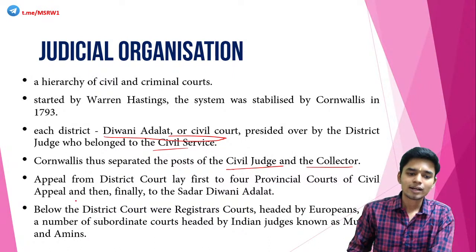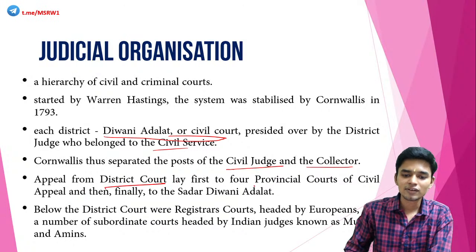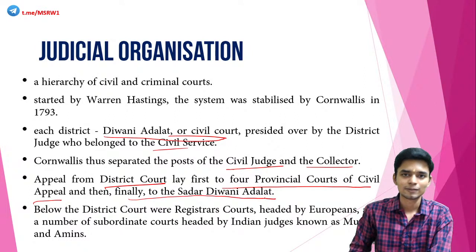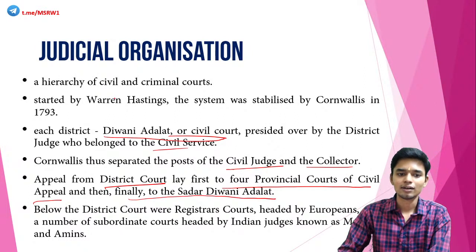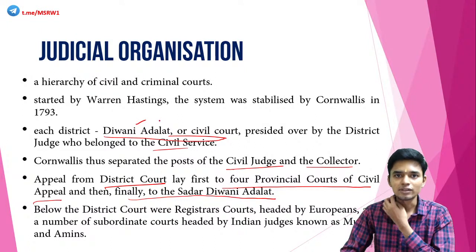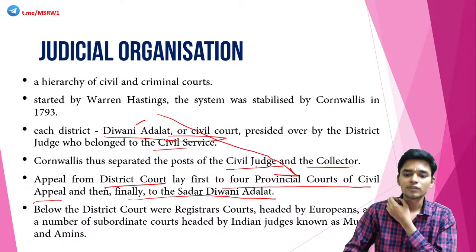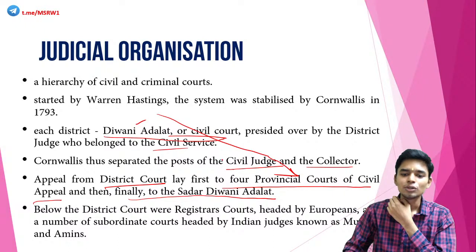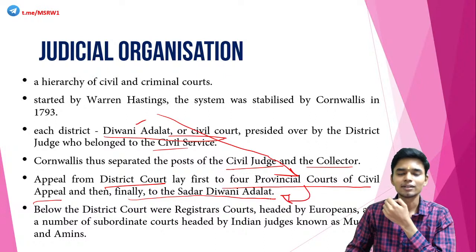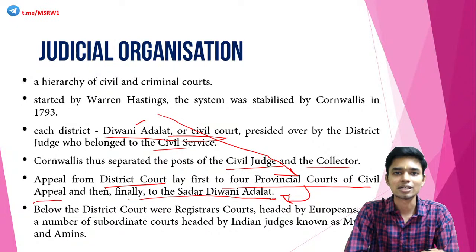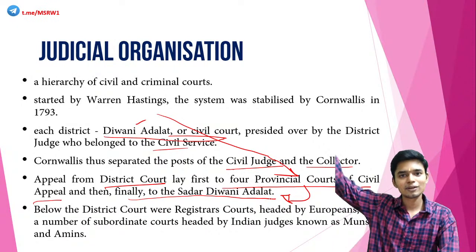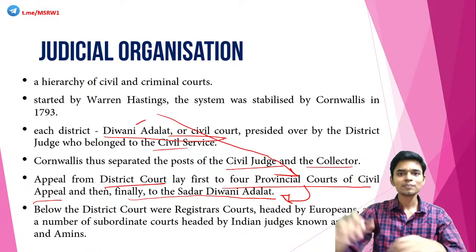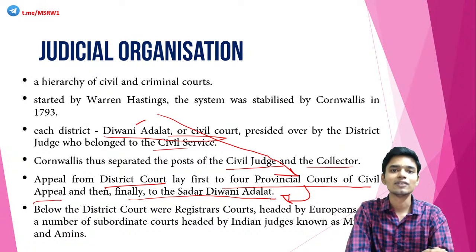Any appeal from this district court lay first to the 4 provincial courts of civil appeal, and finally to the Sadar Diwani Adalat. So if a verdict has been given by the Diwani Adalat and you are not happy with it, you can appeal to one of the 4 provincial courts. And if you are not happy with the judgment there also, you can take it up with the Sadar Diwani Adalat. That is the highest civil court in the country at that time. The Governor General had even more power, but that is different. In this judicial setup, Sadar Diwani Adalat was the highest civil court.